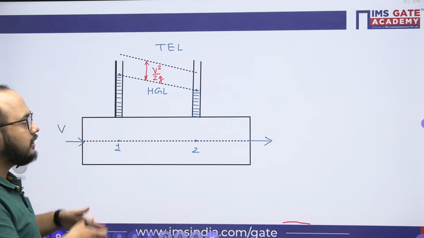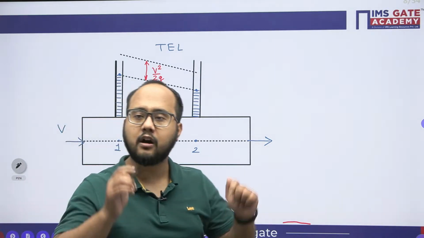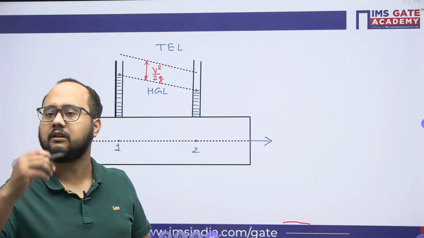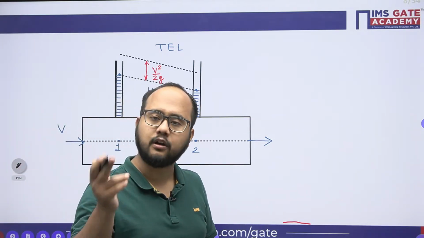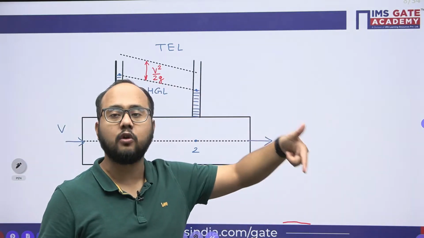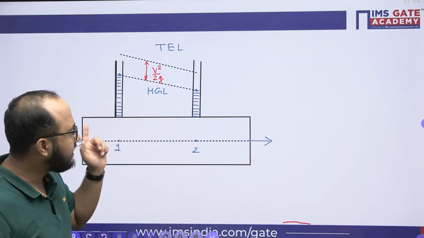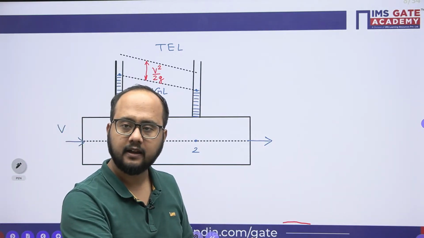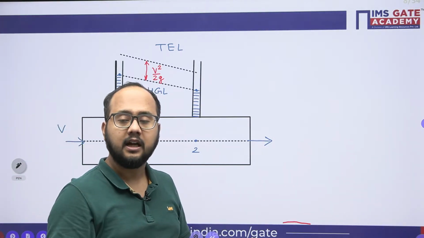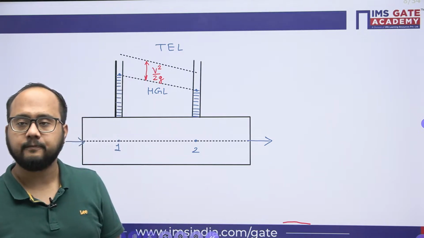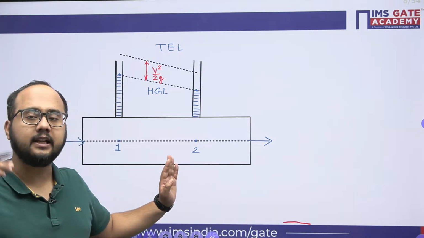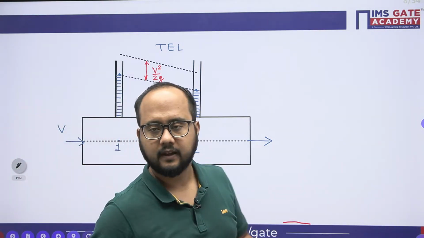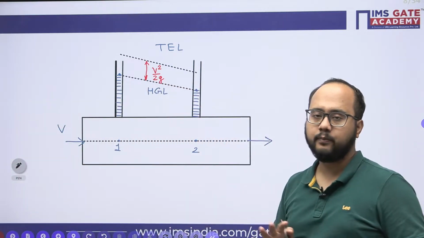During the fluid flow, TEL always drops because of the losses. As the fluid flows from section 1 to 2, there will always be some losses, and because of that, total energy head is going to decrease. But the HGL may increase or decrease depending upon the pressure changes, right? We will see some examples here in which HGL may rise or drop. So HGL will rise or drop depending upon the pressure change values, right? And TEL always drops because of the losses.